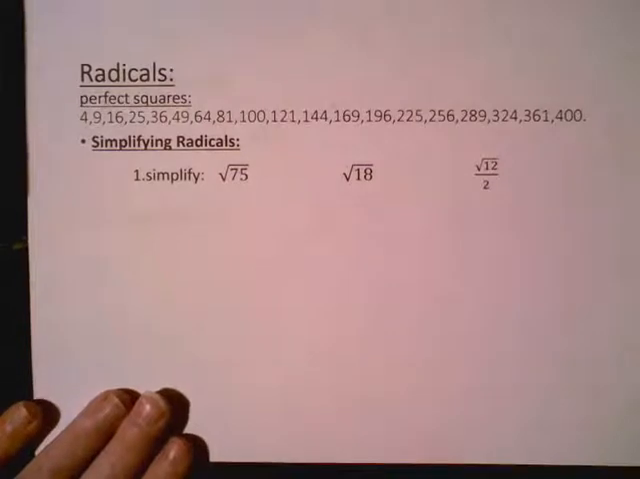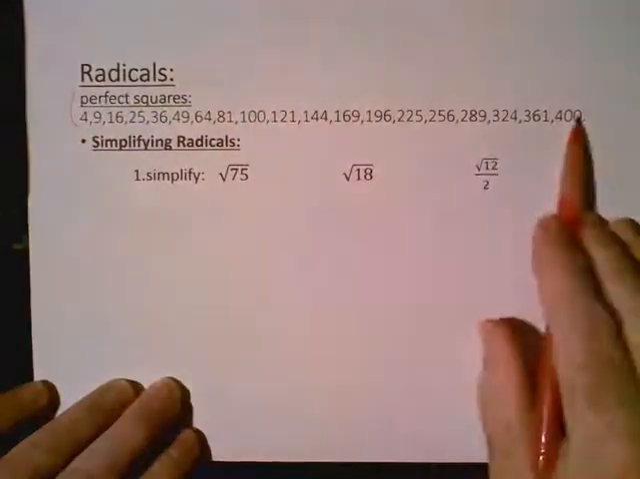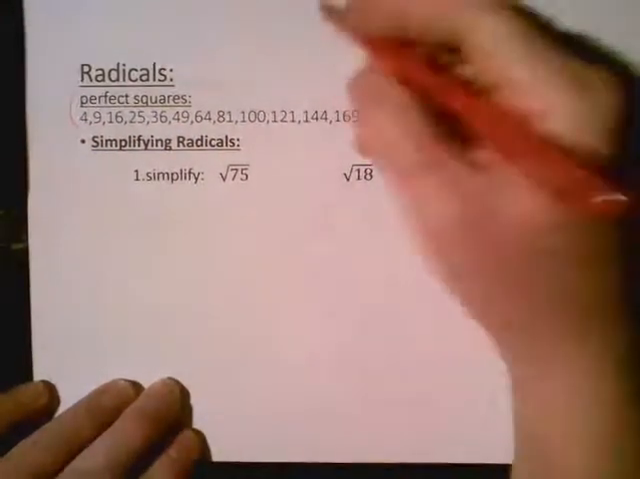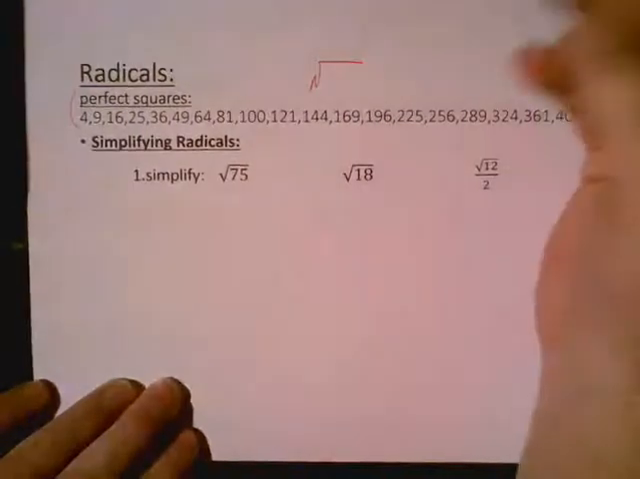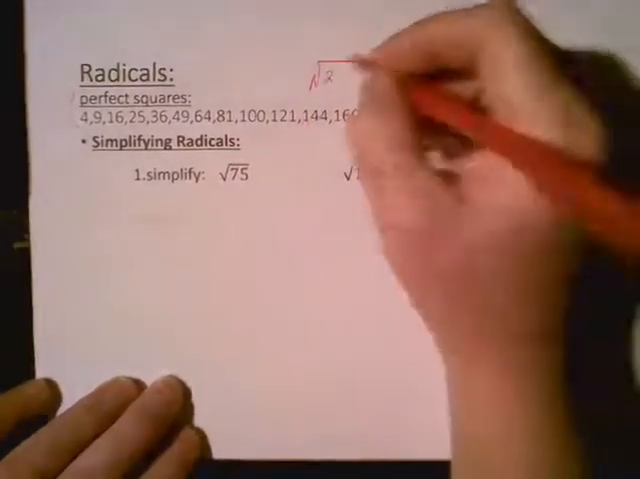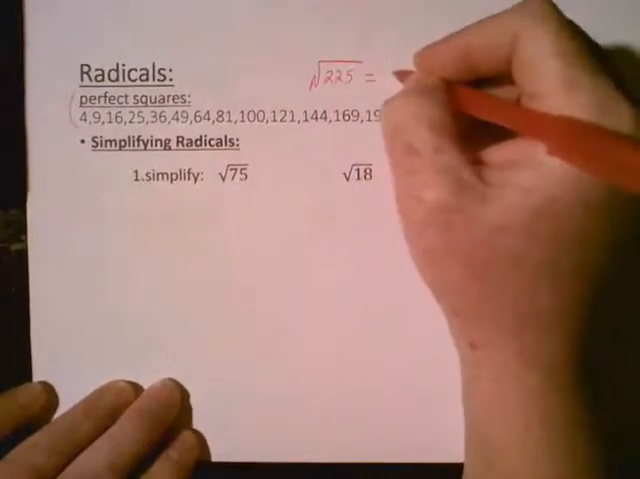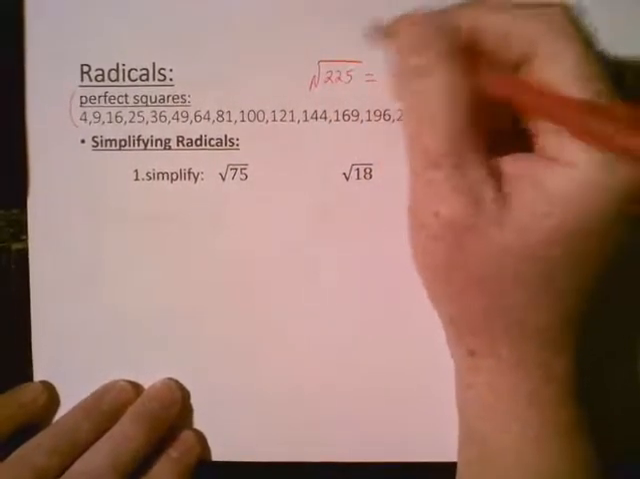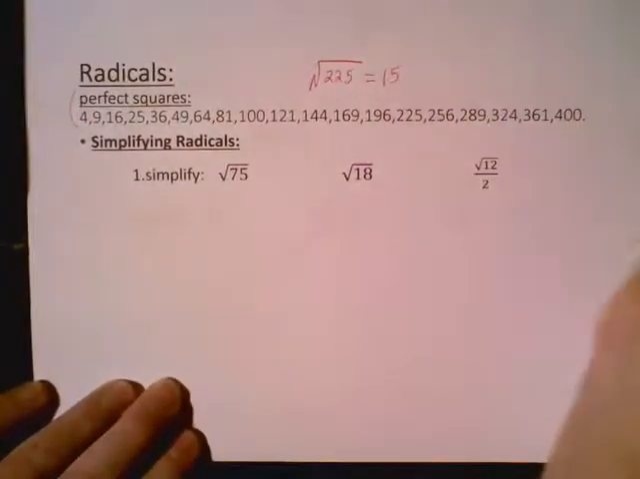The first one's here, you're simplifying this. First thing you've got to remember is your perfect square numbers. These are the perfect square numbers all the way up to 400, and all that's saying is if you take the square root of any of these numbers, so if you take the square root of 225, it's going to come out even. It'll just come out as a whole number, not rounded off, and that one happens to be 15.